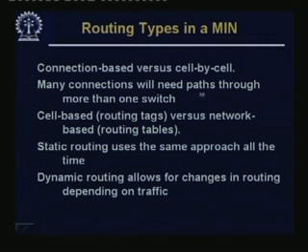Many connections will need to pass through more than one switch. So, cell based, that means routing tag, versus network based, which is routing tables. Okay. So, if you have tags it is faster, if it is table it is slightly slower, and as I said, static routing uses the same approach all the time, dynamic routing allows for change in routing depending on the traffic.